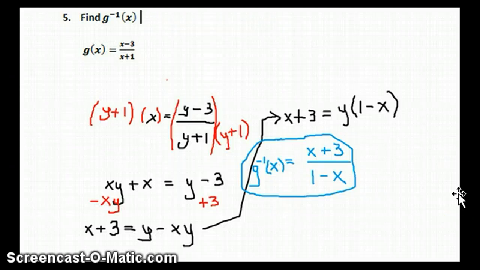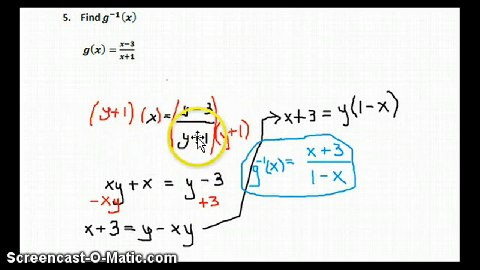Alright, sorry, scratch that last part. So we're finding the inverse of g of x, as you can see here. And g of x is (x minus 3) over (x plus 1). And so what we did is I switched x and y, so it's x equals (y minus 3) over (y plus 1). And then I went right into multiplying both sides by y plus 1, because I want to try and separate that from itself on the side.